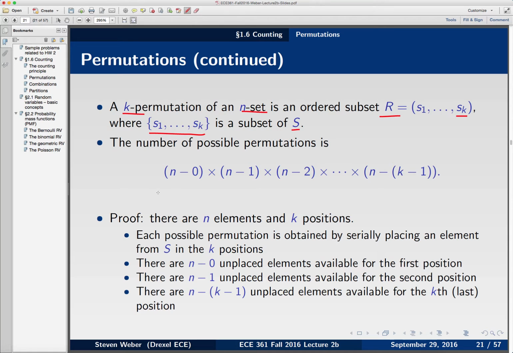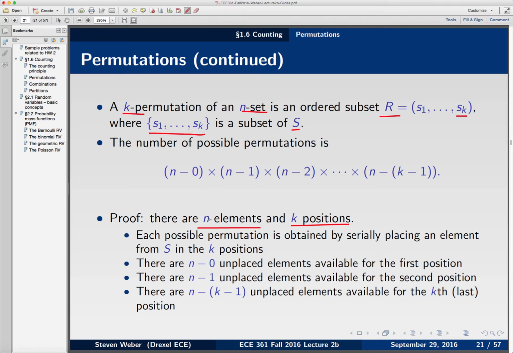And I claim that the answer is the expression given here: the product of n times n minus 1 times n minus 2 all the way down to n minus k plus 1. And the proof is very simple. Recall that we have a set S that has n distinct elements, and we're forming a k-permutation, which means we have k positions.